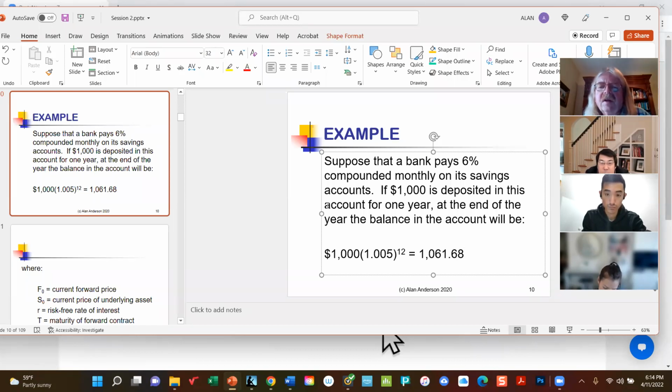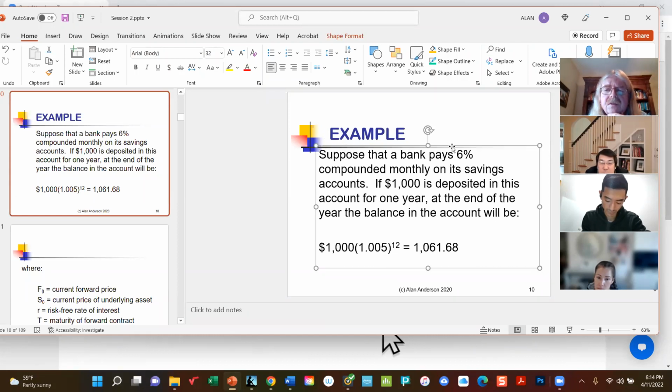So in other words, I put $1,000 in the bank for a year. The bank is promising to pay me 6% compounded monthly. When the year's over, I'll have $1,061.68 in that bank account.